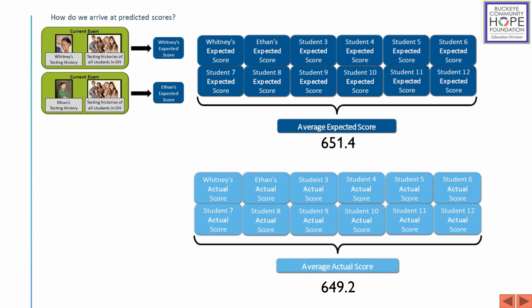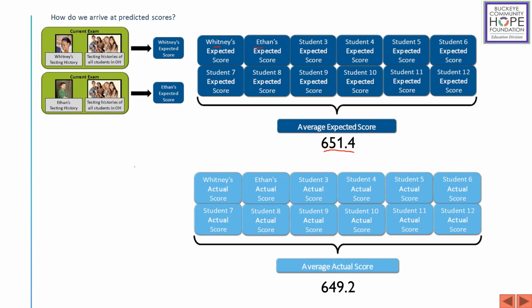So looking at this in a little bit bigger view, we have a student named Whitney and a student named Ethan, and then the rest of the class, 6 students, actually 12 students, and we have all of their expected scores based on their history, divided by, and then averaged out. We have an average expected score of 651.4.